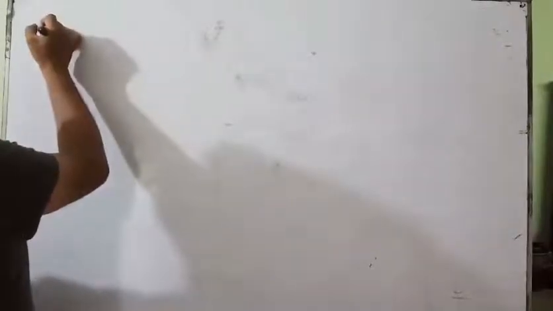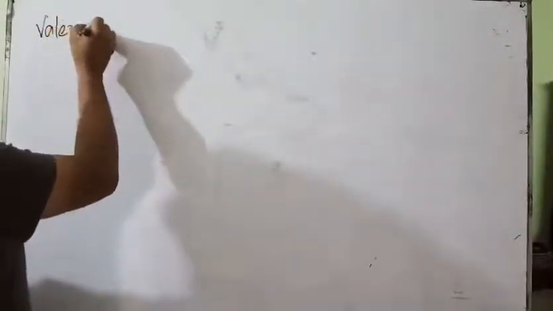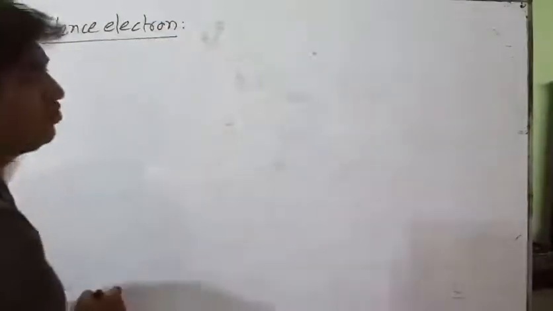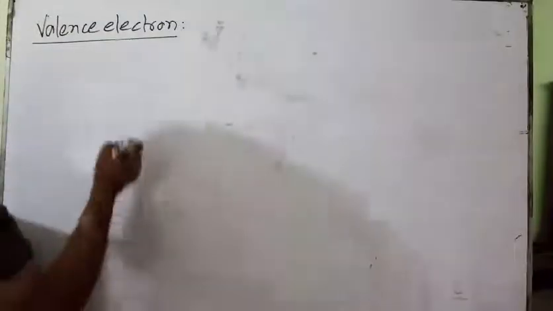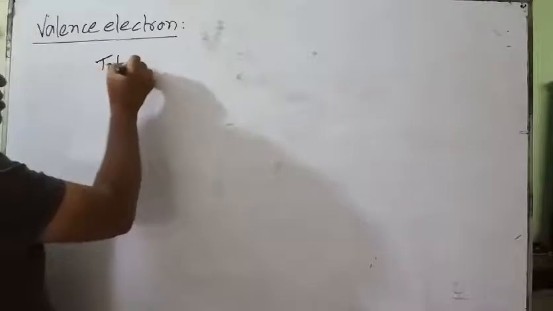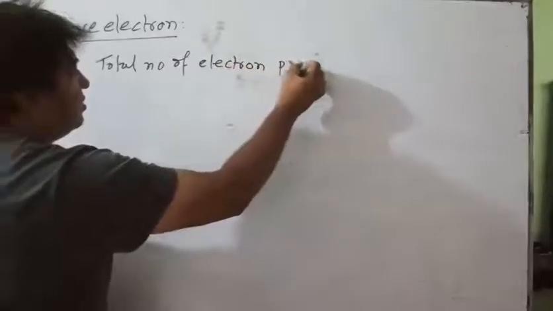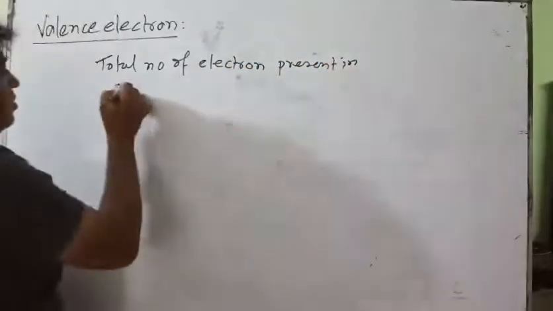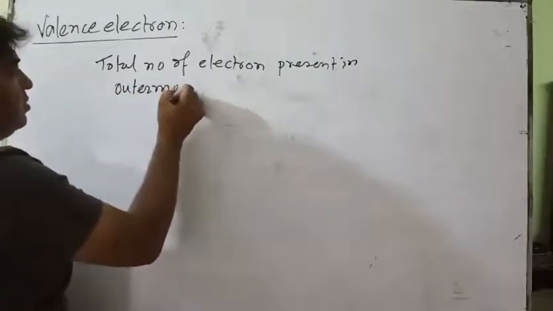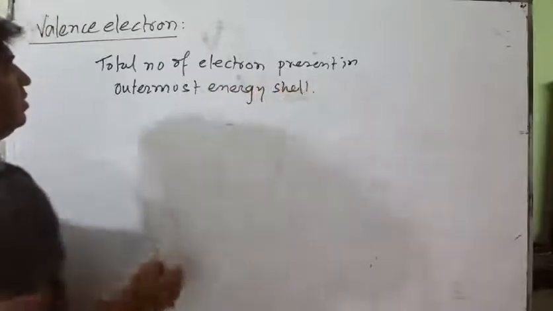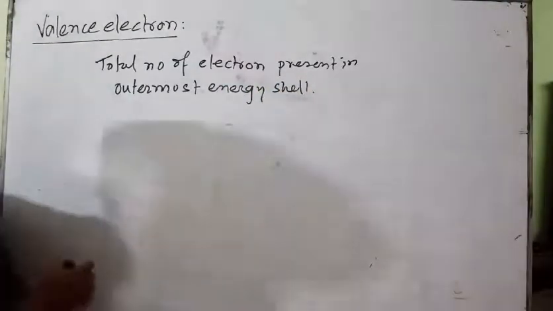Now the next topic is valence electron. Valence electron means the total number of electrons present in the outermost energy shell. The total number of electrons present in the outermost energy shell.